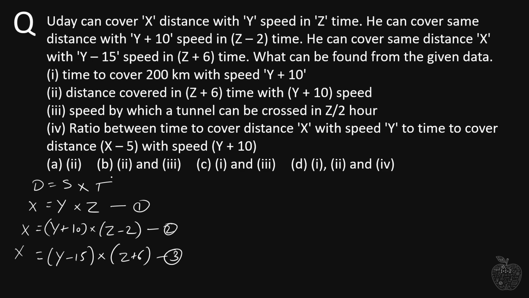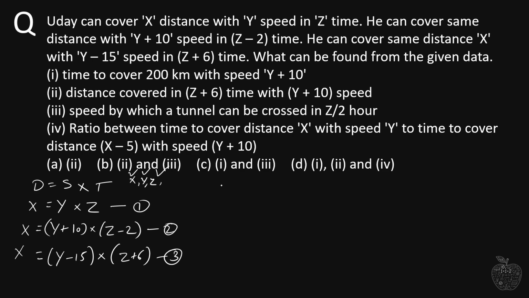Okay, now we have three unknowns, which are x, y and z, and we have three equations. So that means after solving all of this, we can find the value of x, y and z, because we have three unknown variables and three equations. Now this much is clear. Now let's see all the 4 points here, what can be found from the given data.